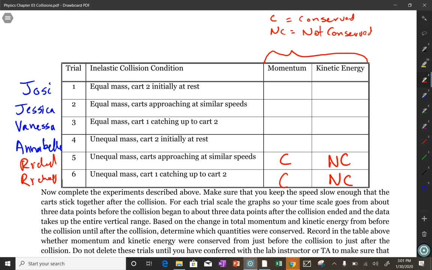Which one? It says the equal mass, part two. So is this the inelastic? Oh no, this is inelastic. Okay, so there we have the scales. Inelastic means they stick together. They don't bounce back. Yeah, that's how we're supposed to look.